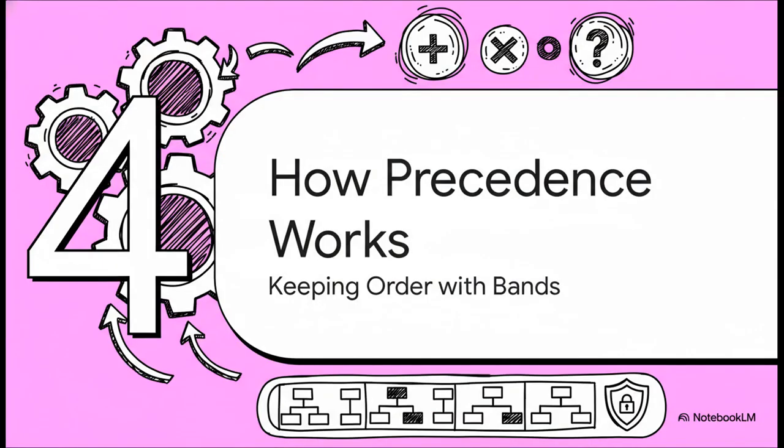Okay, so that's cool and all, but you can probably see the problem this creates, right? If you start mixing your brand new operator with built-in ones like plus or multiply, how does the computer know what to do first?